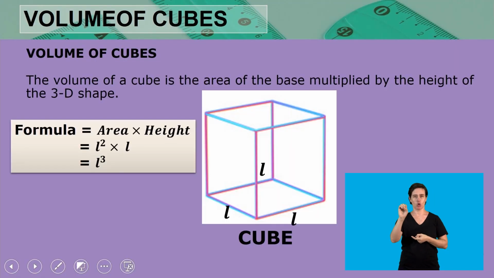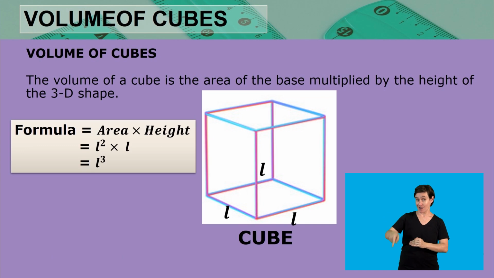So now we are going to look at the first point in our concept map, and that is the volume of cubes. The volume of a cube is the area of the base multiplied by the height of that 3D shape. And in this case, we are talking about a cube.